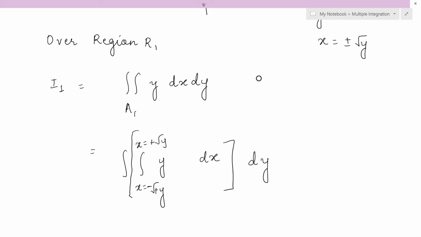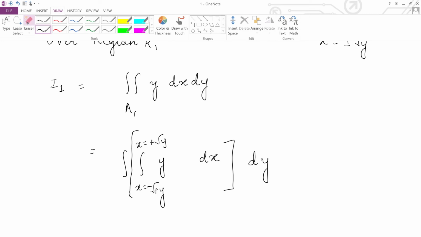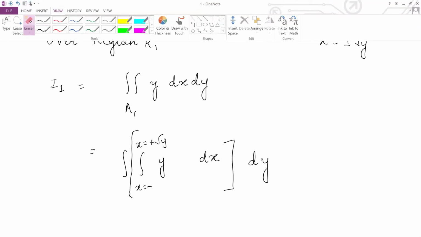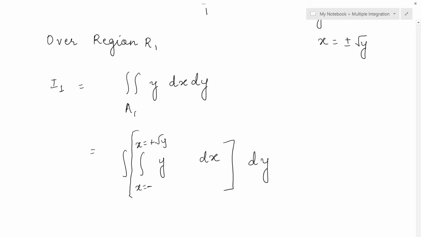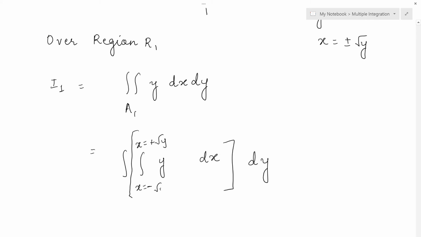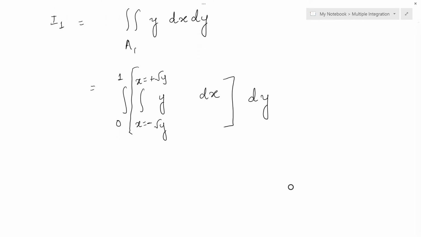Okay, and now if I consider the outer limits, the outer limits are going to be constants. You can check the strip travels from the region. So if I see the strip traveling vertically upwards, the outer limits are the points 0 and 1. Okay, so this is over the region R1. Now we'll see over the region R2.